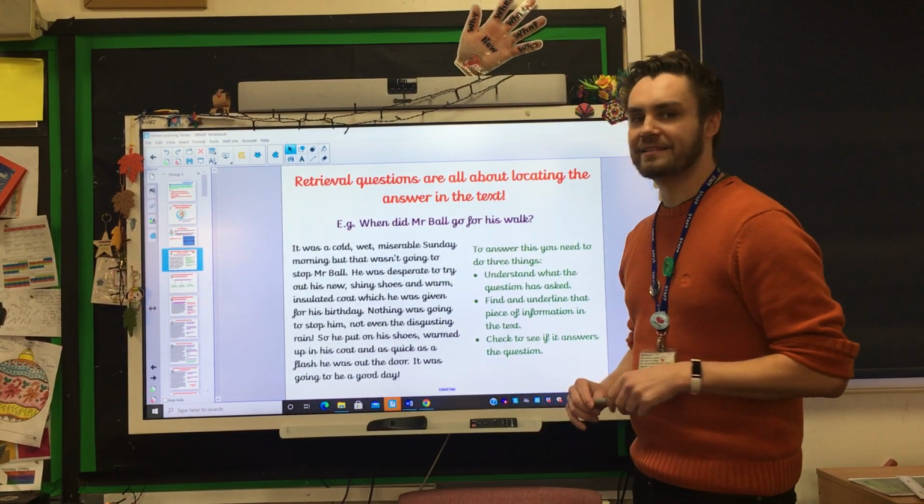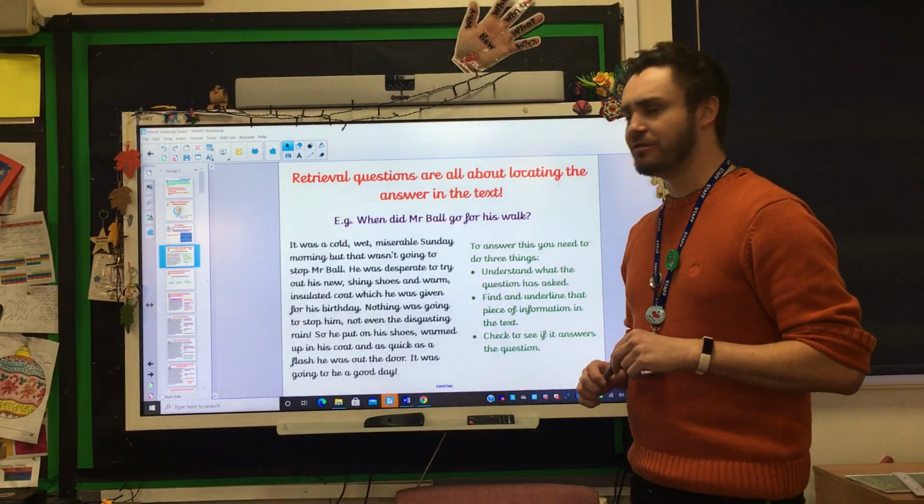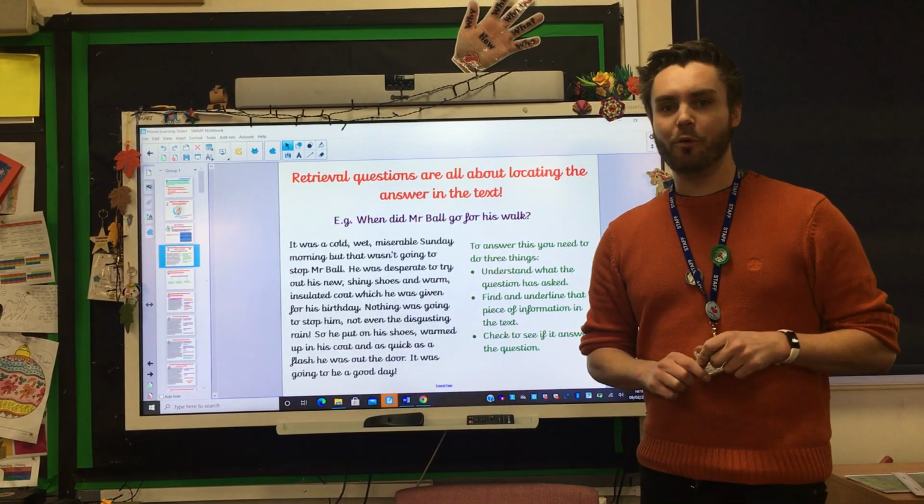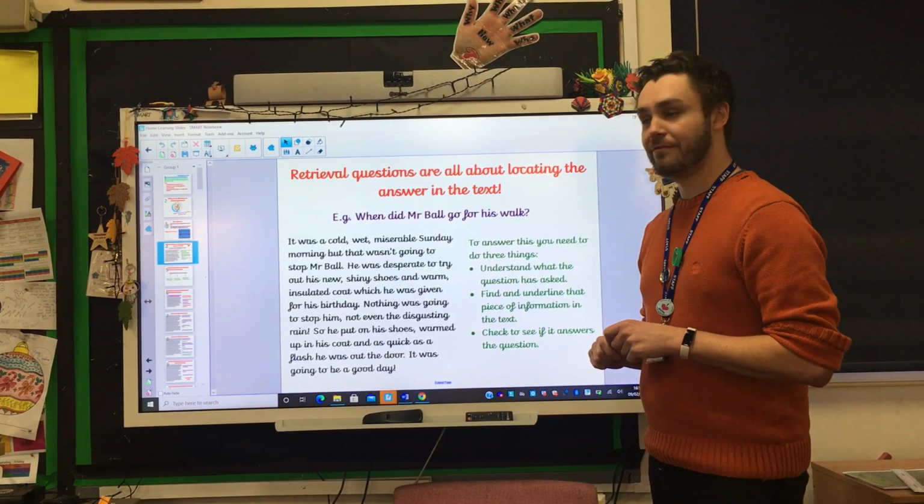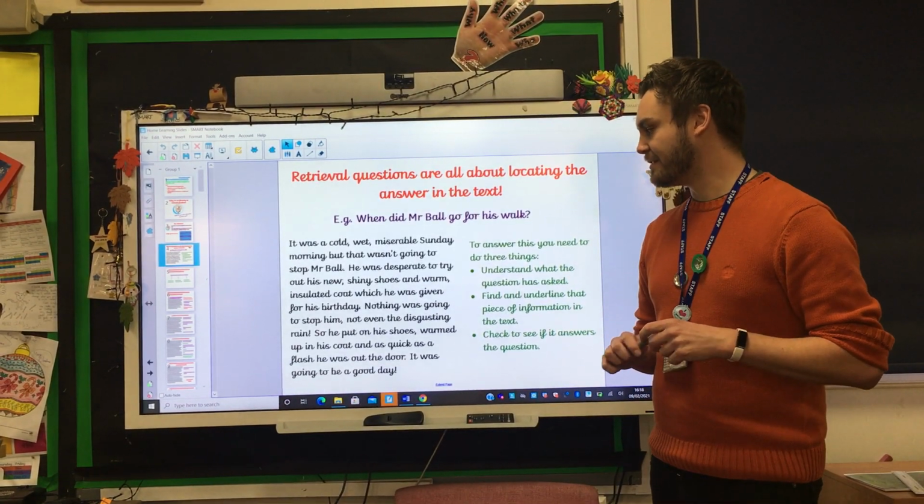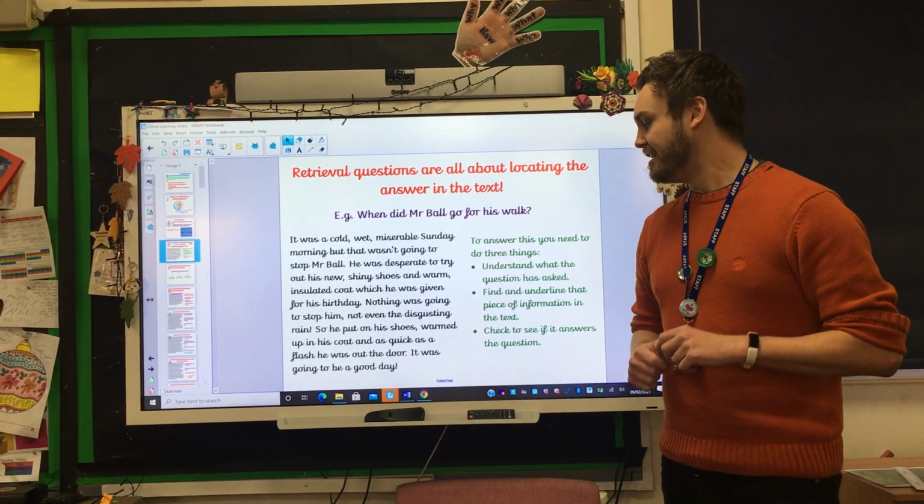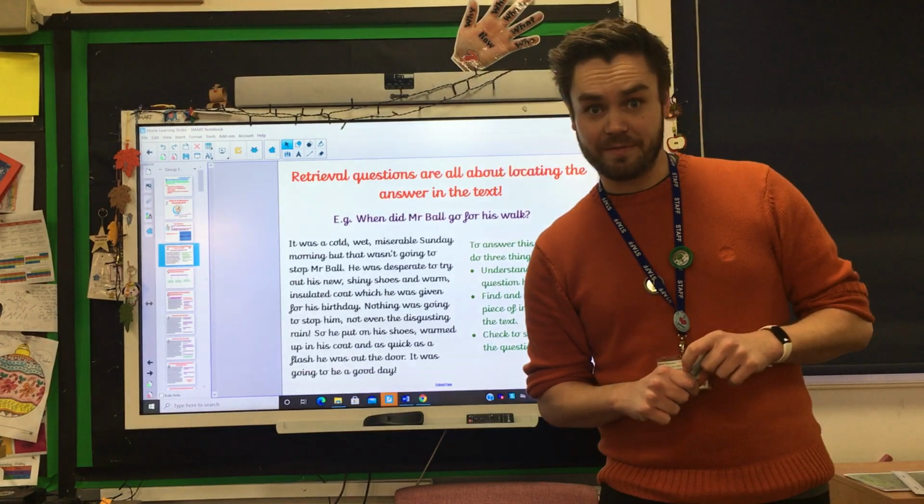It was a cold, wet, miserable Sunday morning, but that wasn't going to stop Mr. Bull. He was desperate to try out his new, shiny shoes and warm, insulated coat, which he was given for his birthday. Nothing was going to stop him, not even the disgusting rain. So he put on his shoes, warmed up in his coat, and as quick as a flash, he was out the door. It was going to be a good day.